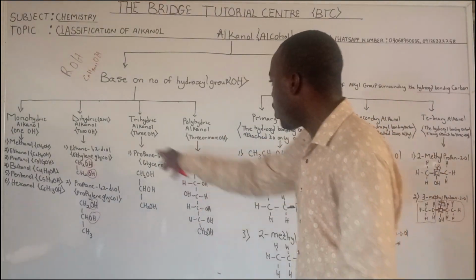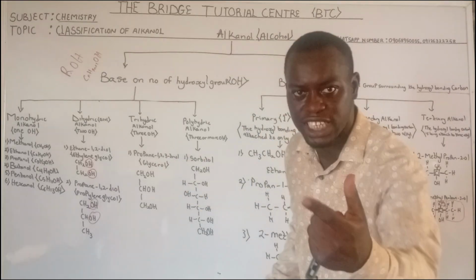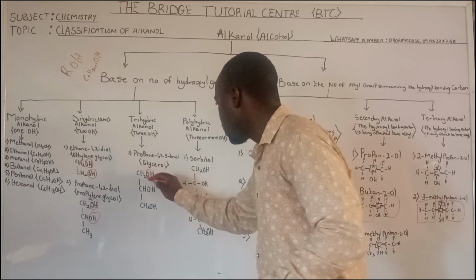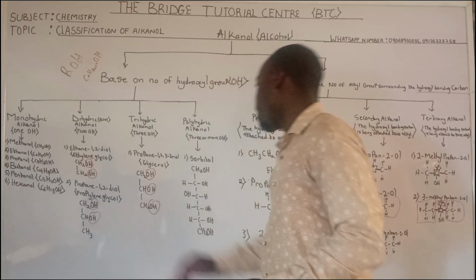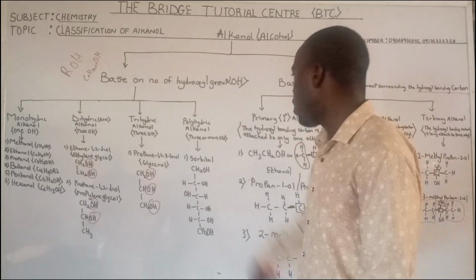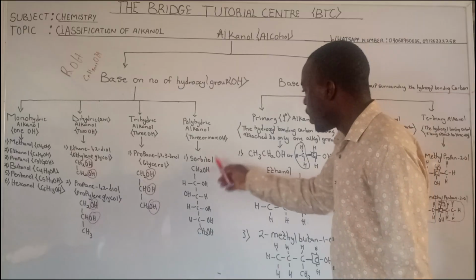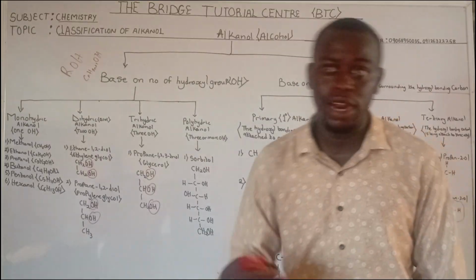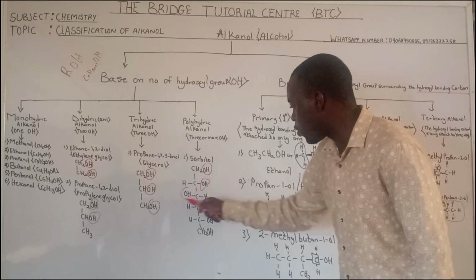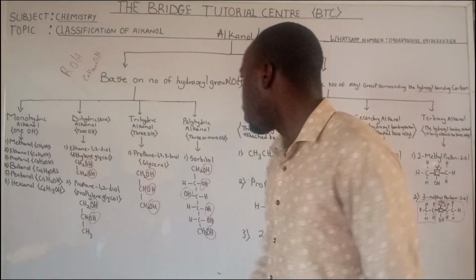What about the trihydric alkanol? They have three OH on their molecule. You can see the typical example, which is glycerol, or propane-1,2,3-triol. You can see three OH, 1, 2, 3, like this. Those are trihydric alkanol. And we have polyhydric alkanol that has many OH on their carbon. You can see a typical example like sorbitol. Another example is mannitol. You can see we have the formula OH, OH, OH, OH, OH, OH. This one has six hydroxyl groups.